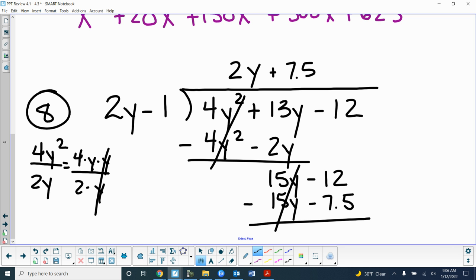When I subtract, the 15y's cancel, and again I have that minus the negative. So what's negative 12 plus 7.5? Yeah, negative 4.5. So that's our remainder. So you can put plus, then negative 4.5 up top, and 2y minus 1 on the bottom. Questions?